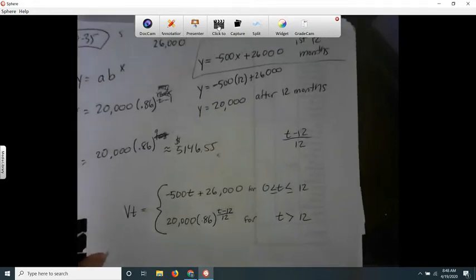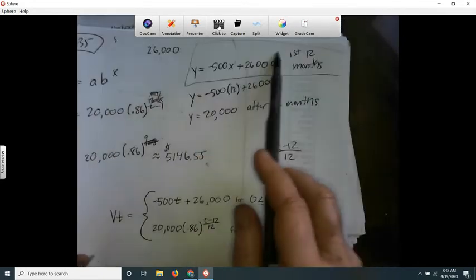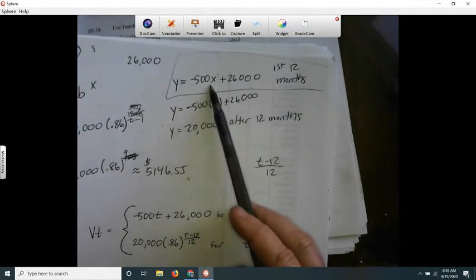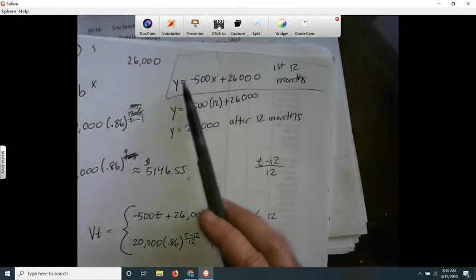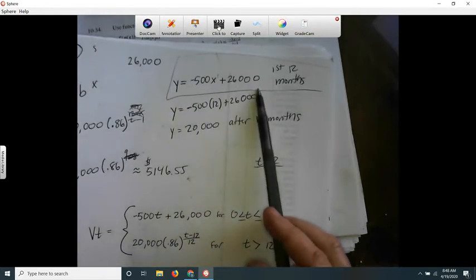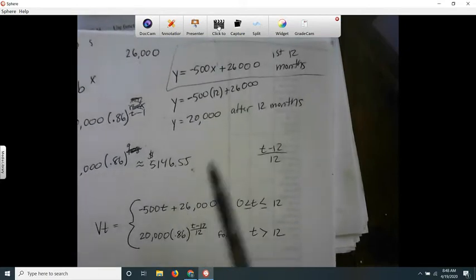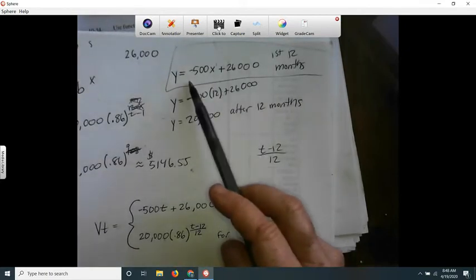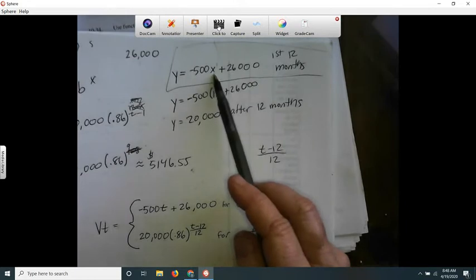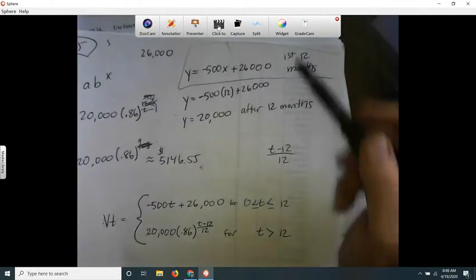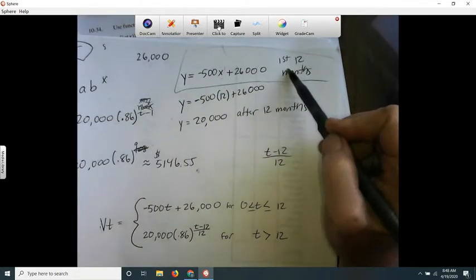I know that during the first 12 months, it's just going to be linear. It's just going to lose $500 every month. So it's like y equals mx plus b. So I know that's going to be one of my functions. It's going to be this. And I had to use time because that was the directions. But this is the model for the first 12 months.